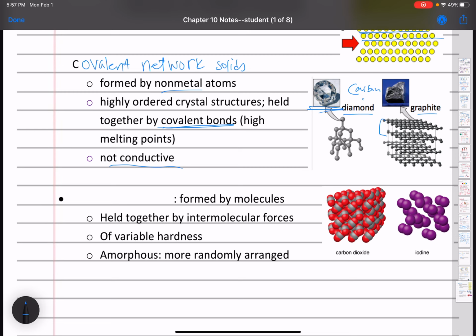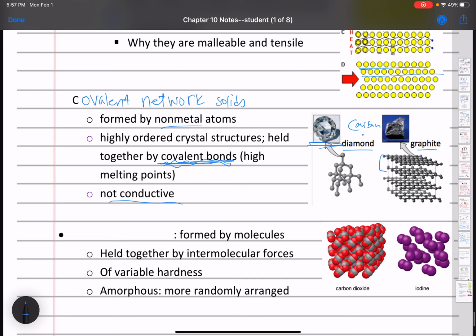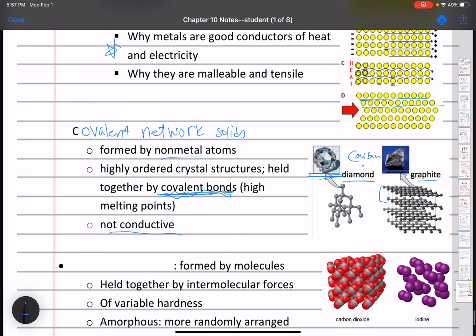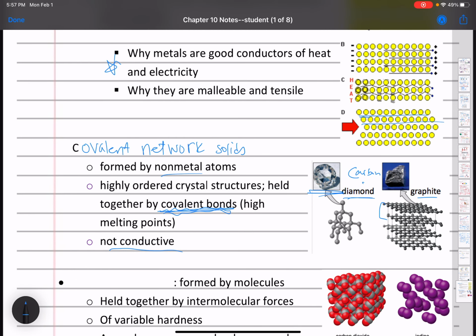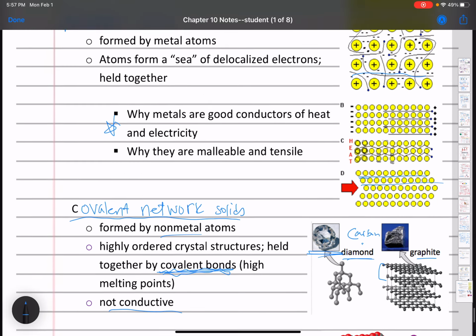I don't remember what else I was going to say about these, but they're held together by covalent bonds, which is something important to know. So solids that are pure nonmetal substances, made out of pure carbon or pure silicon or pure sulfur, are going to form covalent network solids. But there's not a ton of substances out there that are covalent network solids.